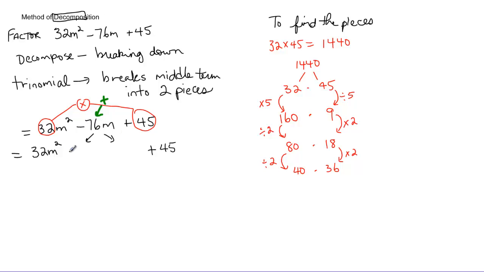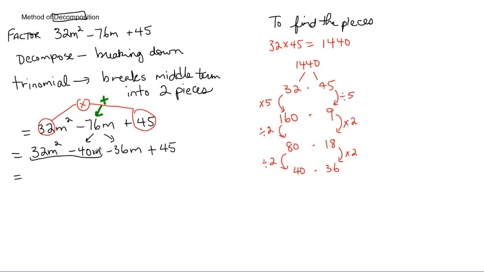Negative 76 can be broken down into negative 40 and negative 36. Notice the m's that stayed with it. If I collect like terms and put this back together, I need to get negative 76m so that I can say this is an equal expression. There's an expression with 4 terms. Now here's where the magic happens. Now it becomes a greatest common factor question. We're going to factor this in pairs.